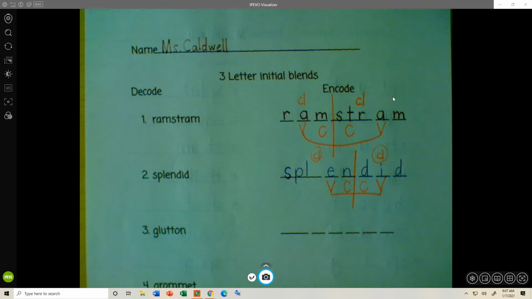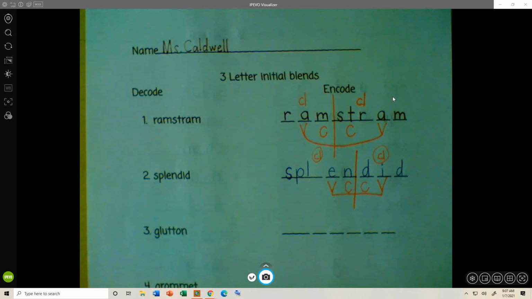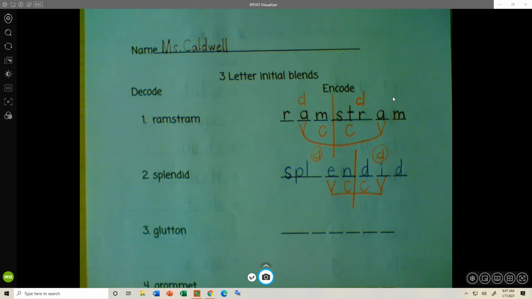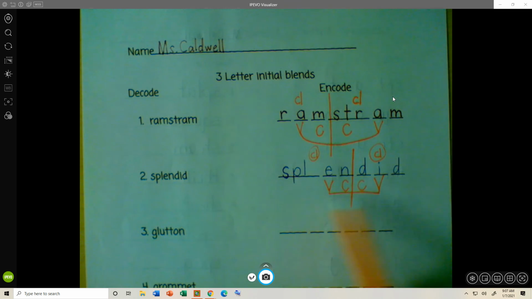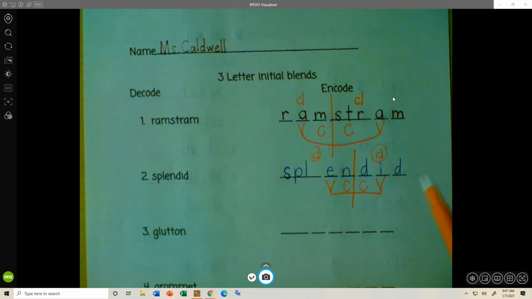So now when I read each of these words, these vowels are going to say their short sound. Okay? Who would like to try and read it? Audrey. Splendid. Put it together. Splendid. And we know what splendid means. Splendid means like fantastic. I had a splendid time.